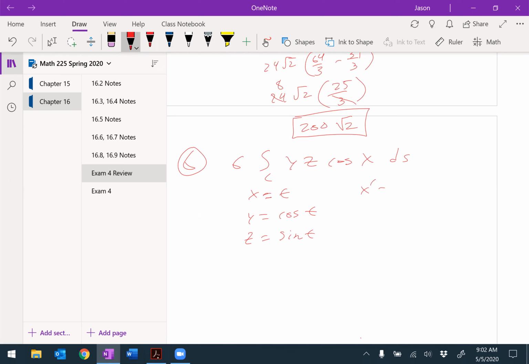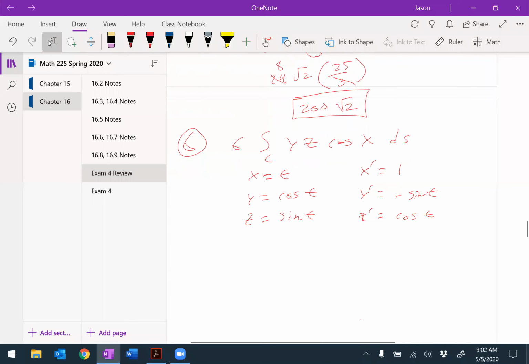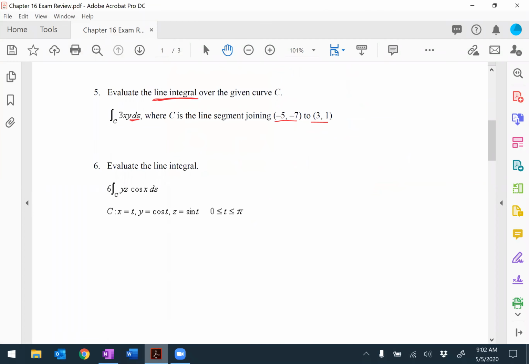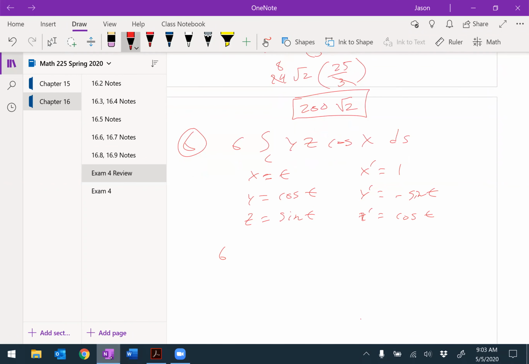So what's x prime? Well, that's 1. What's y prime? That's going to be negative sine t. And what's z prime? That's going to be cosine t, right? Okay, so what's this going to be? 6. And what is t going to go from in this problem? I think they tell me. Yeah, t goes from 0 to pi, right? So I need to know that to set up my integral. So 6 from 0 to pi.